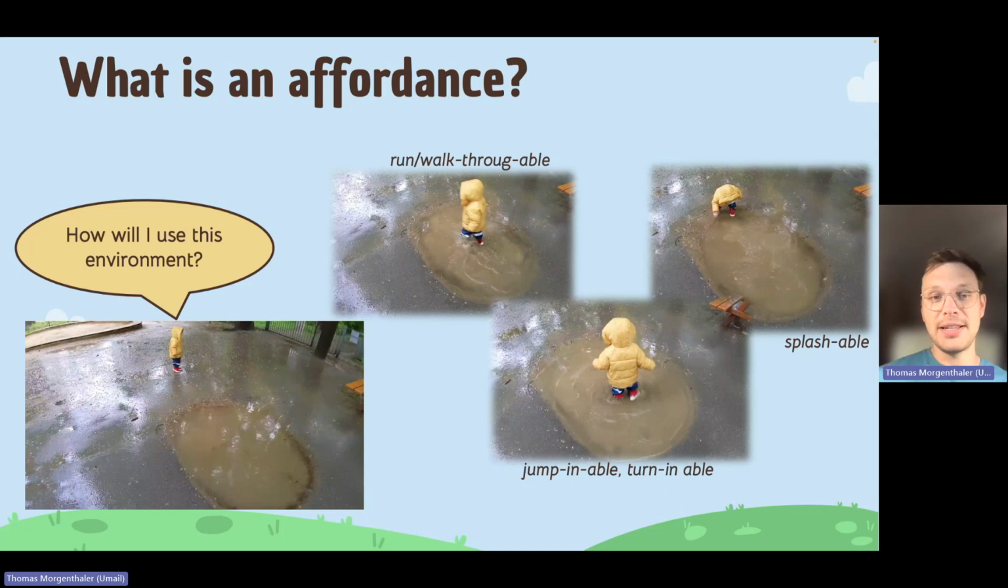In this specific example, the child related to the environment in a way of like, I can run through the puddle, I can jump in the middle of the puddle, I can turn around in the puddle, I can splash with the water. This child has not actualized potential affordances such as getting a stone and throwing it in the puddle, and seeing the water rise beyond the rim of the puddle and come back.